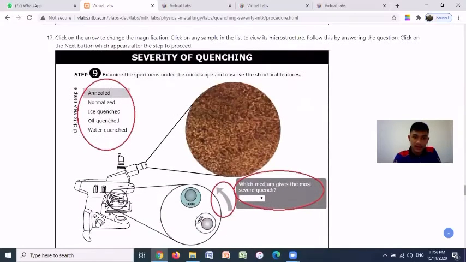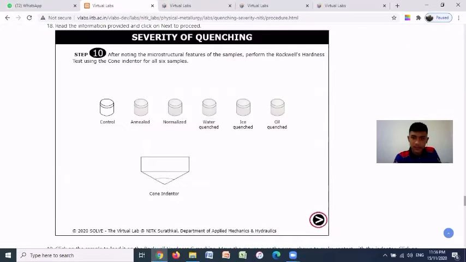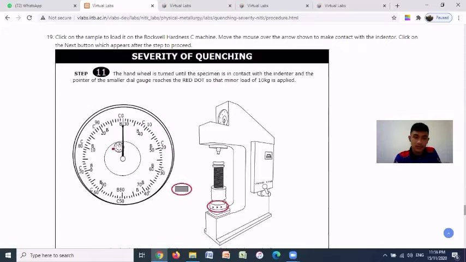And then kita analyze dia. Alright. So the hand wheel is turned until the specimen is in contact with the indenter and the pointer of the smaller dial gauge reaches the red dot so that a minor load of 10 kgf is applied.